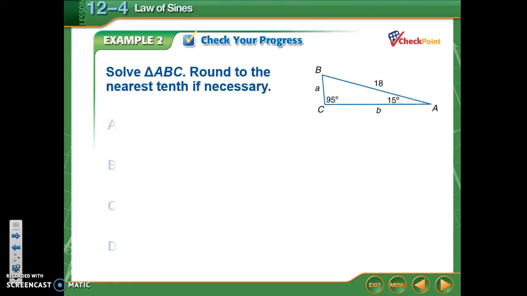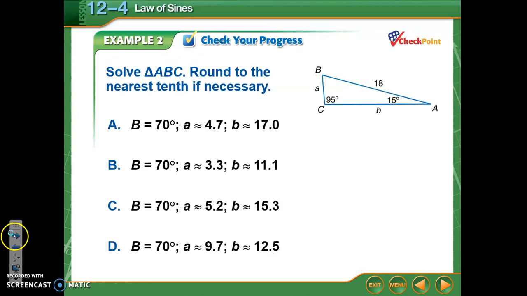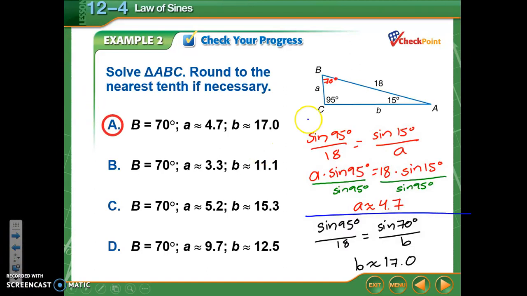So now I want you guys to try that with this triangle. All right, your answer here should be A. And there is how I solved for my sides. It was easy to get the third angle of 70 degrees because a triangle adds up to 180 degrees, all of its angles. Then I just used that information to solve for A and B using the law of sines. So this is how I solved for A. This is how I solved for B.